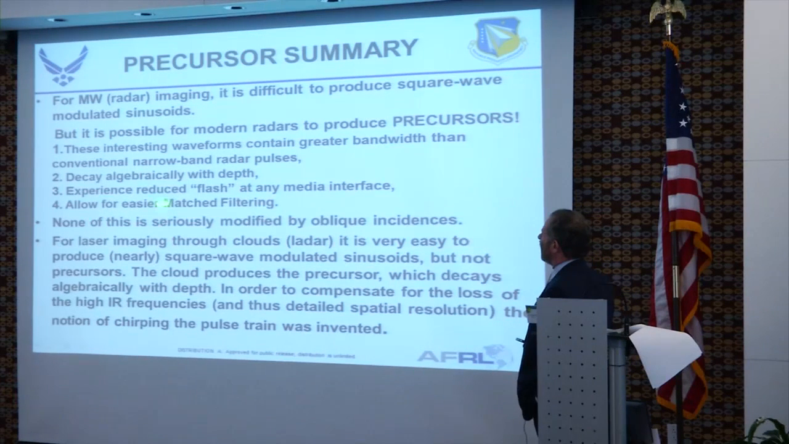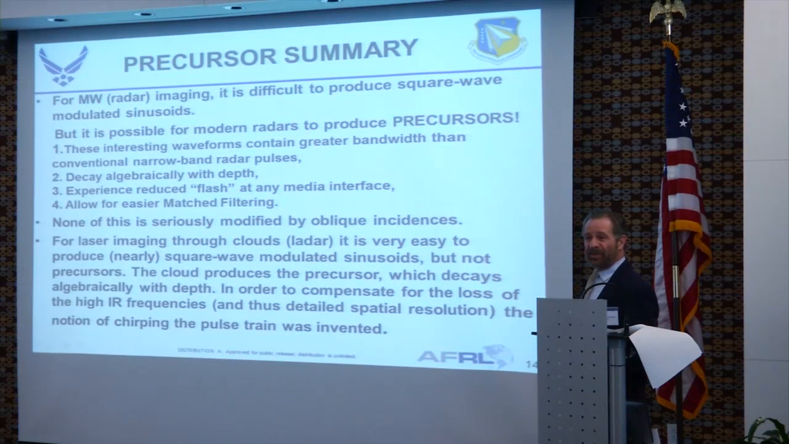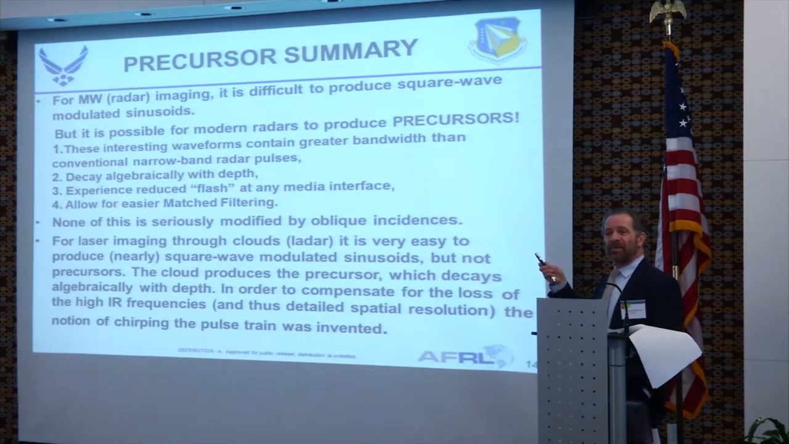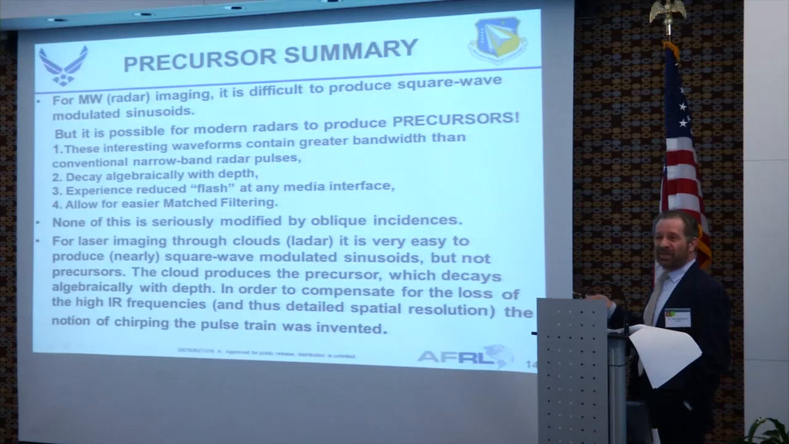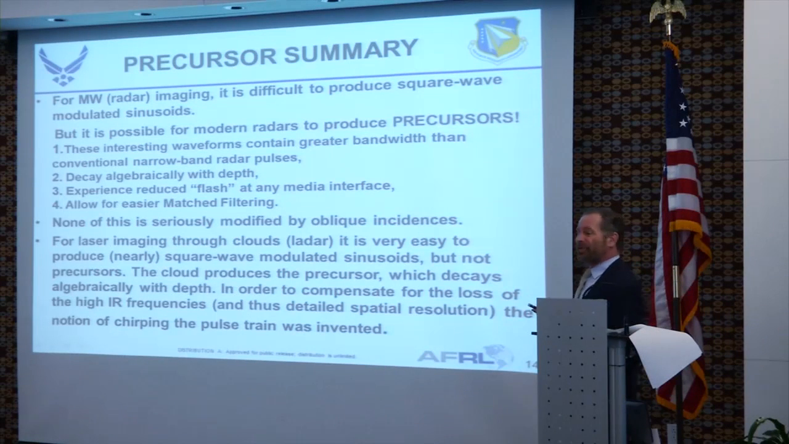And if you make the match filtering, it makes it easier. If you send in something that's going to come back to you, then the match filtering is easier. And none of this is seriously modified by oblique incidences. The problem I found, I showed you, was normal incidences. It doesn't matter. You get precursors anyway.